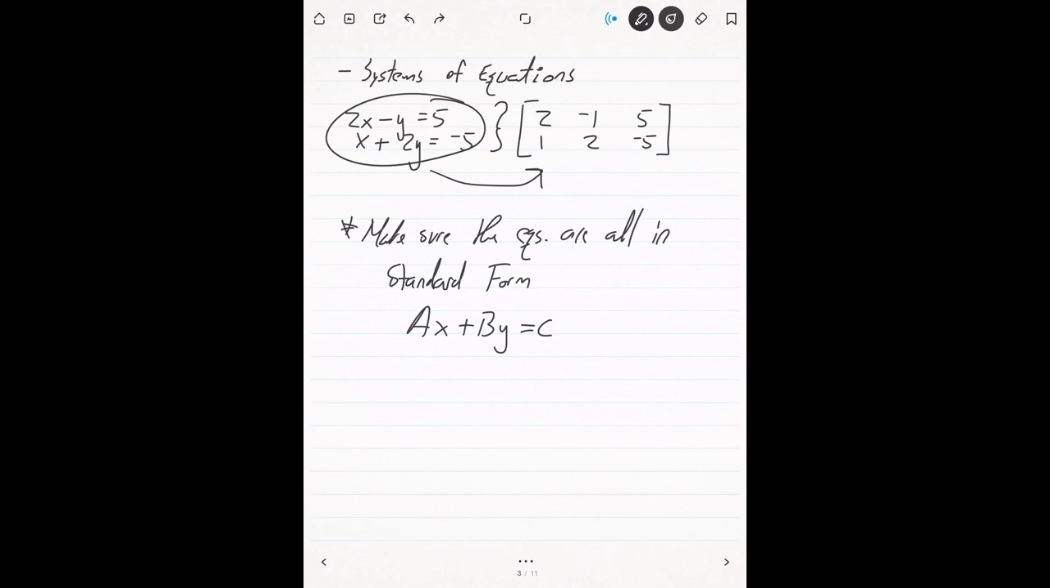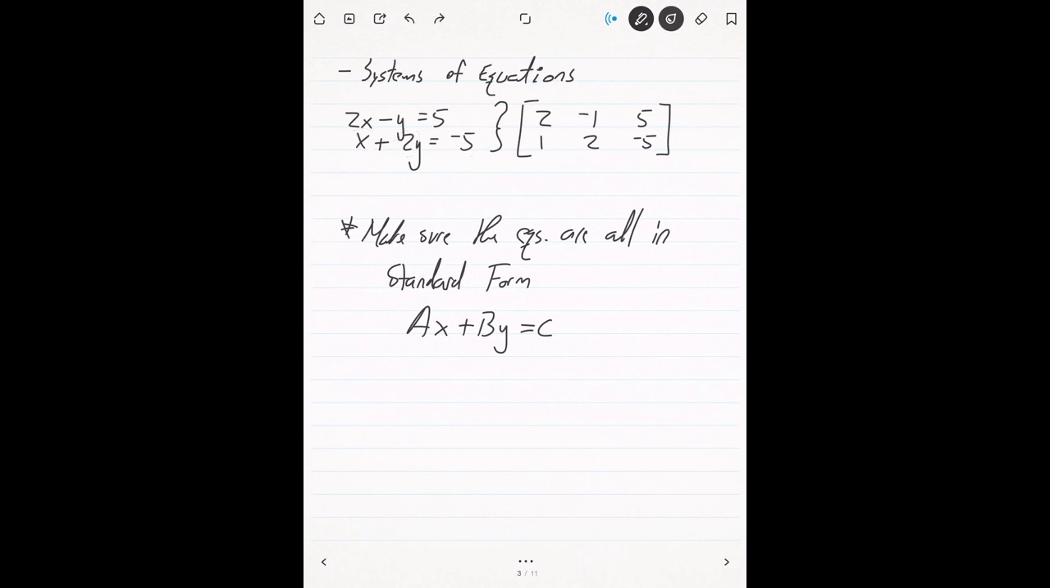The rows that we have here are the coefficients that were in the equation. Take a look here. The first coefficient was a 2. The next one was a -1. And then the constant term was a 5. So that's what I have in the first row. In the second equation, the coefficients went 1, 2, and then the constant -5. So that's what I have in the second row.